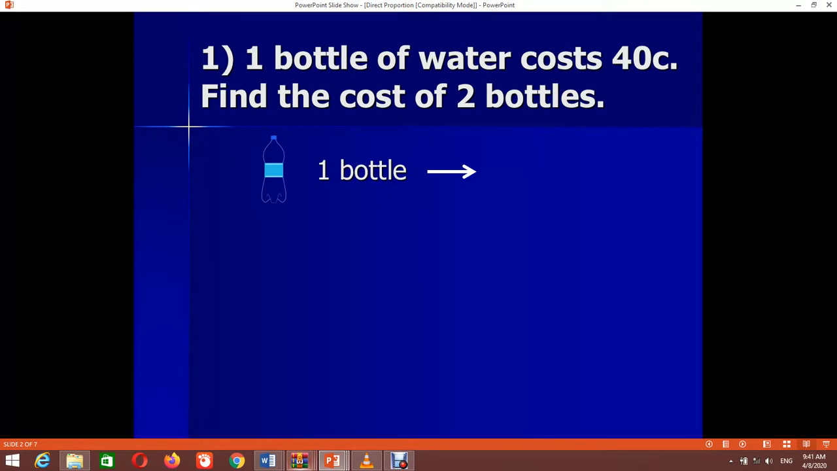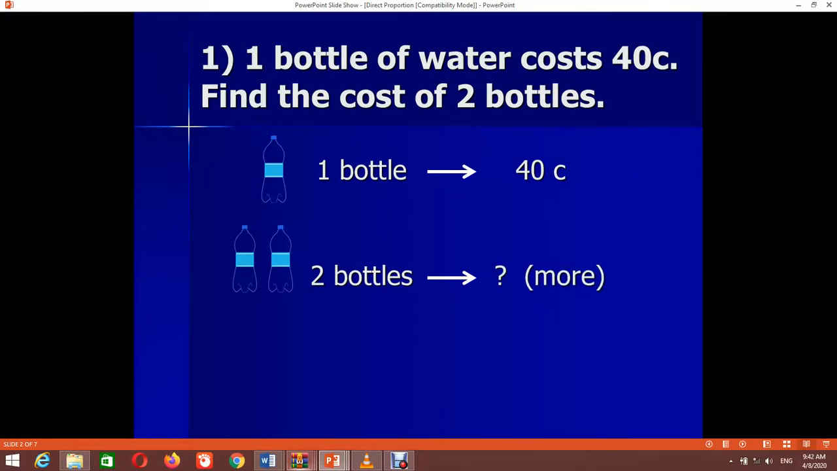it says 1 bottle of water costs 40 cents. Find the cost of 2 bottles. That means if 1 bottle costs 40 cents, how much will 2 bottles cost? That means 2 bottles will cost more.